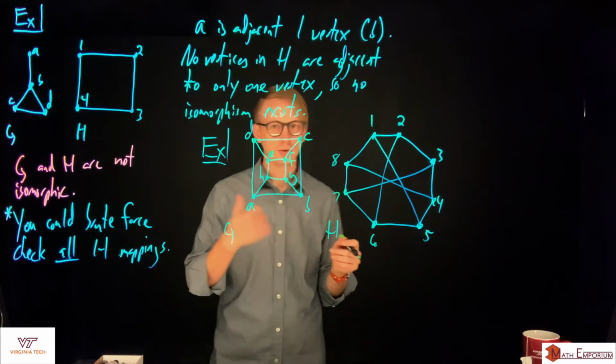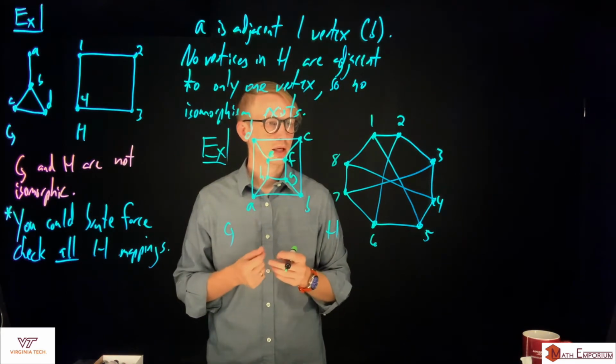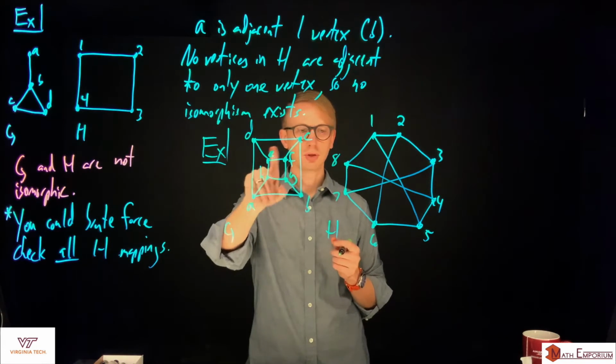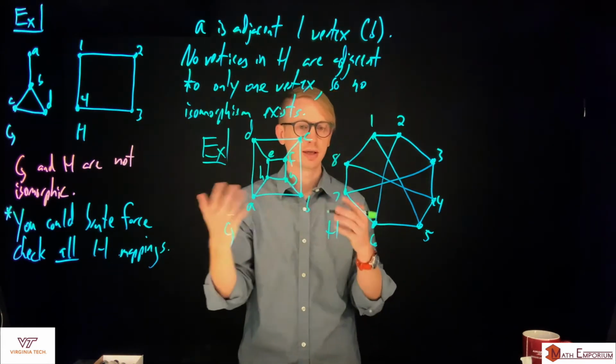Alright, so the easy things. Do they have the same number of vertices? Yes, so that's not an easy out. Do they have the same number of edges? That's probably not quite as easy to tell. There are 12 edges here, and if you go through and count, there's 4 in the middle, 8 are on the outside, so they have the same number of edges.